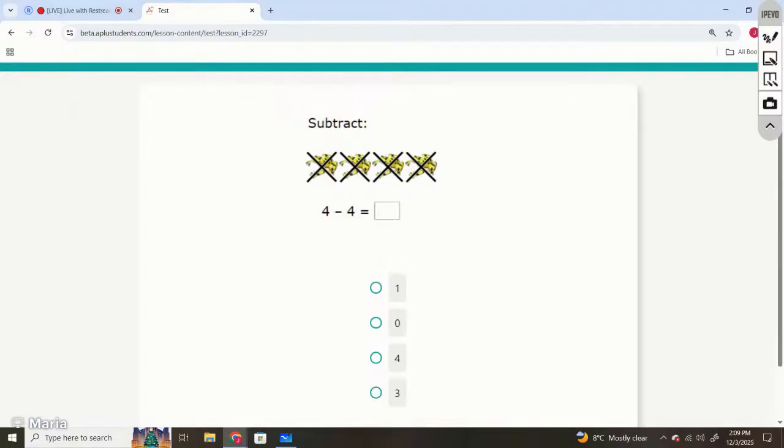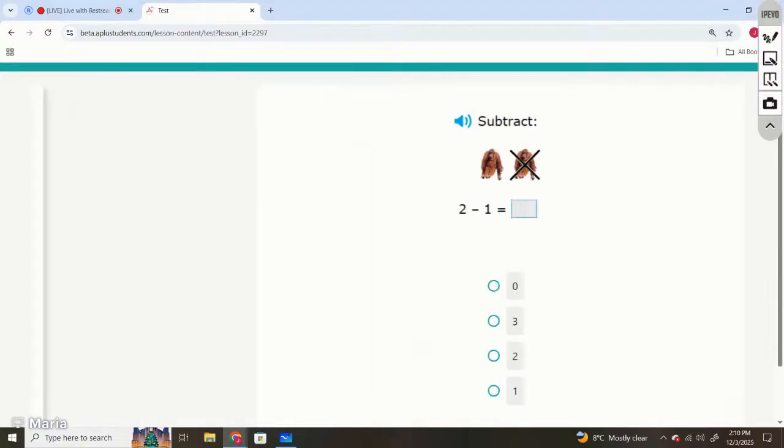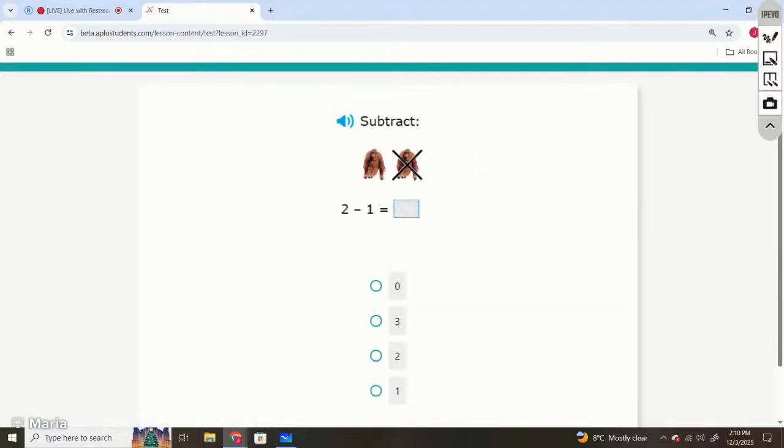Again, 4 take away 4, which is the correct option. So 4 take away 4 is again 0. Subtracting a number from itself always makes a 0.